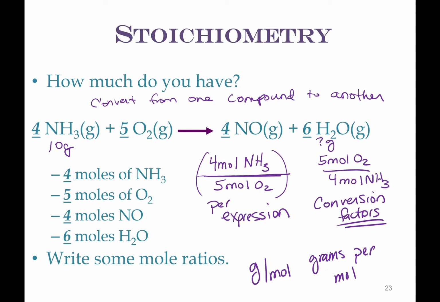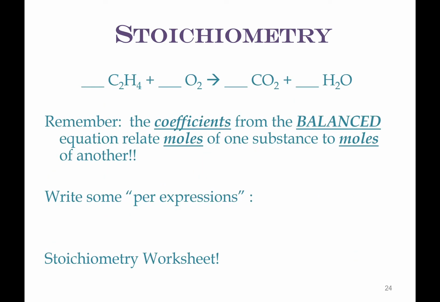So those are some mole ratios. So 5 moles of oxygen, we would produce 4 moles, running out of space, of NO. So that's how we would go between them. Okay, so let's balance the equation. So let's balance this equation together.